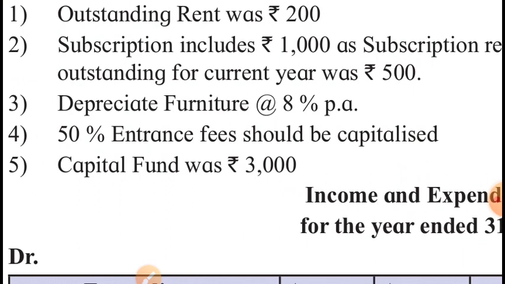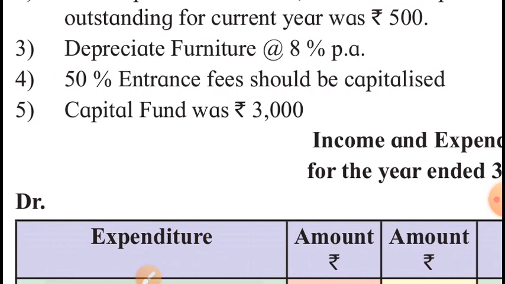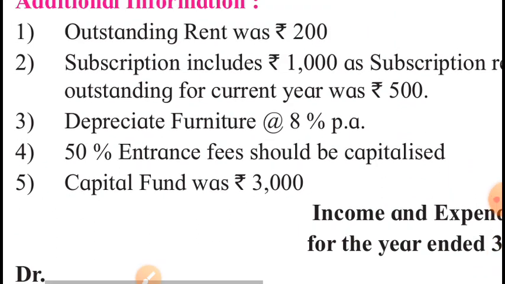Tick mark furniture, tick mark subscription. Tick mark subscriptions twice. Two adjustments are there. Tick mark rent once. There is an adjustment on entrance fees. So tick mark entrance fees. What is the adjustment? 50% of entrance fees should be capitalized.